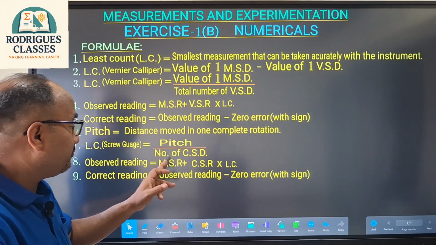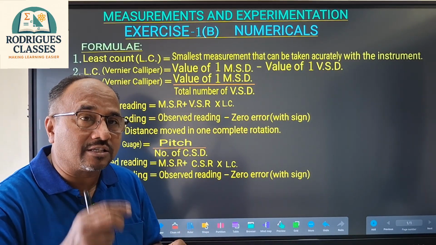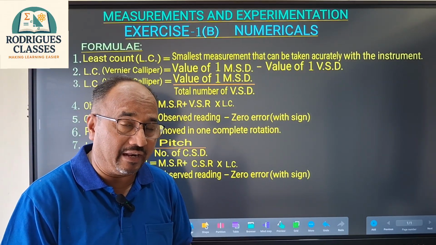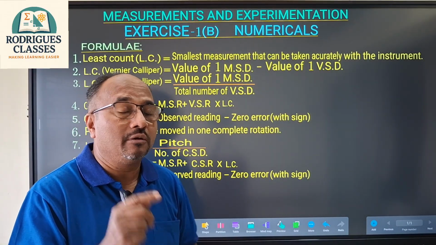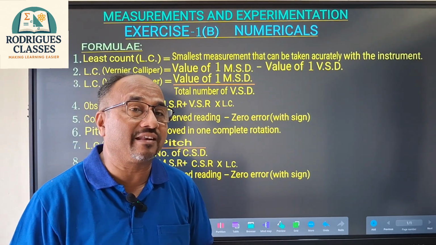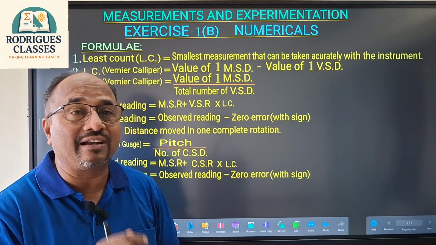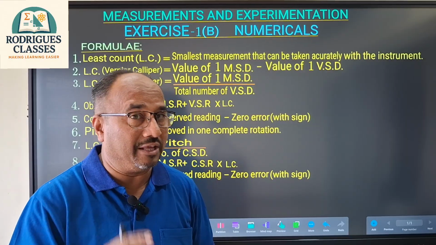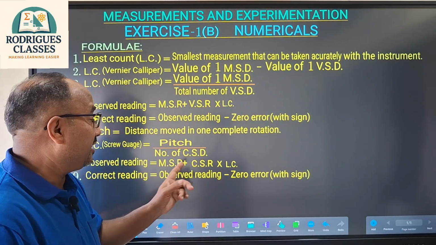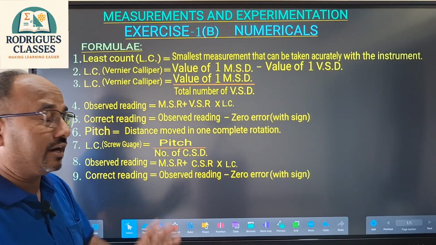Then the observed reading will be the main scale reading. Main scale reading is what here? When you look, the circular scale will have crossed a particular reading of the main scale. That particular reading becomes your main scale reading. Then we come to the circular scale reading. Circular scale reading is the reading from the circular scale which matches or coincides exactly with the baseline given on the main scale. That matching value becomes your CSR, and multiplying it with the least count gives you the observed reading.